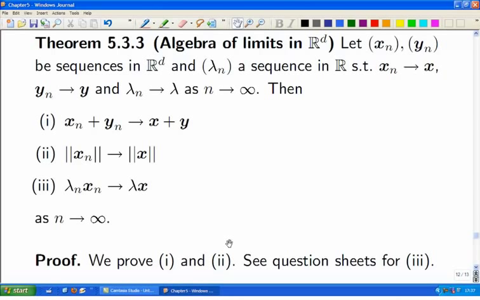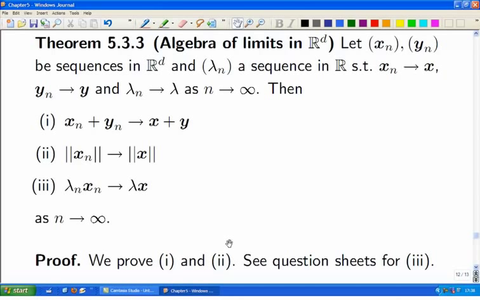A few years ago, I remember asking in a mathematical analysis exam, prove part one of this. And people wrote, by the algebra of limits, the limit of the sum is the sum of the limits. But this is the algebra of limits. So what people were saying was, by the algebra of limits, the algebra of limits holds. In the same question, I think I asked something like number two, and they said, by the algebra of limits, the norm of the limit is equal to the limit of the norms. In other words, they said, by the algebra of limits, it holds. No, you can't do that.